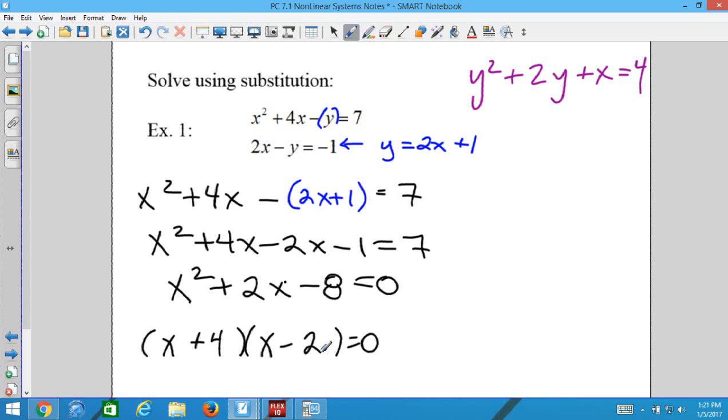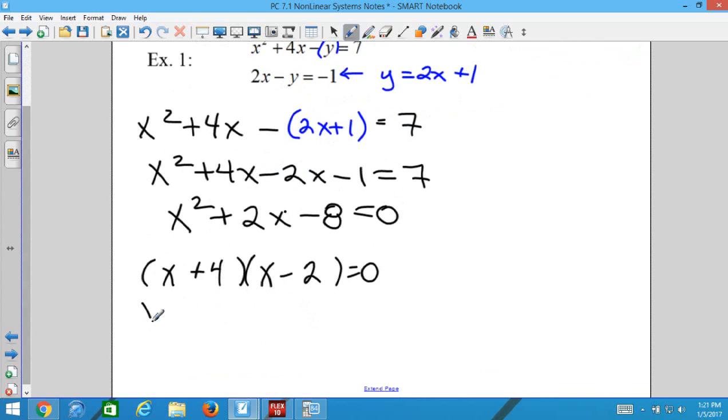So after I factor it, how do I find my x values? Set each factor equal to 0. So for each factor.